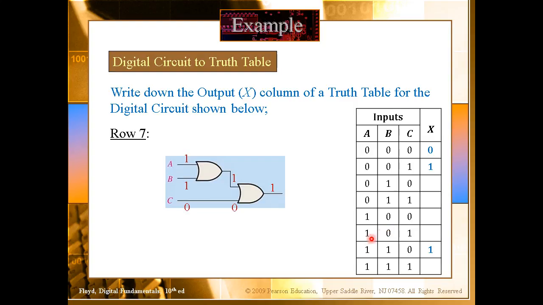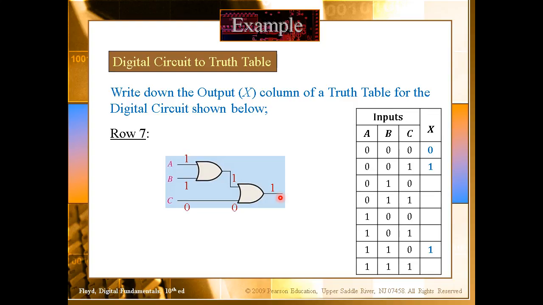So in row 7 I have what? A is 1, B is 1, C is 0, right? Once I plug that in, as you can see, for 1 1 in the first OR gate I get 1. In the second OR gate I have 1 here, and I have 0 from C, and that will give you a 1 again, right? So the output is 1. So you can fill pretty much the whole column, right?